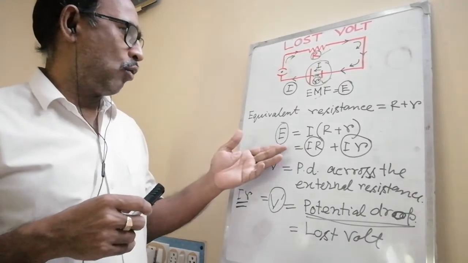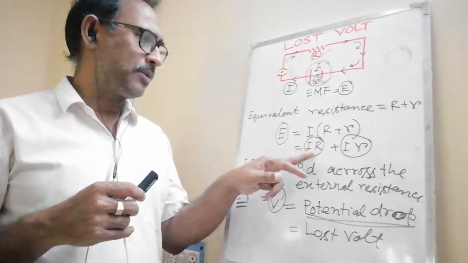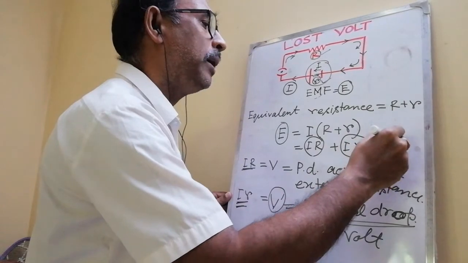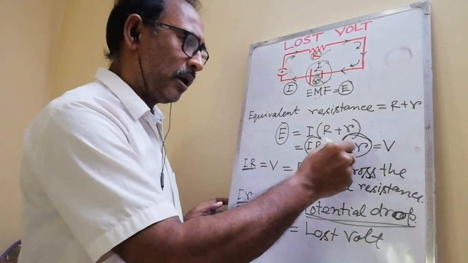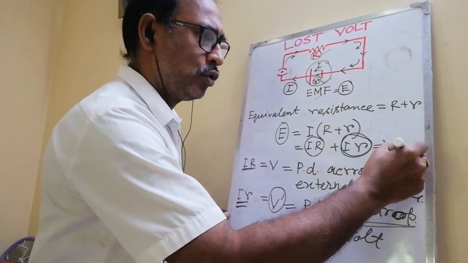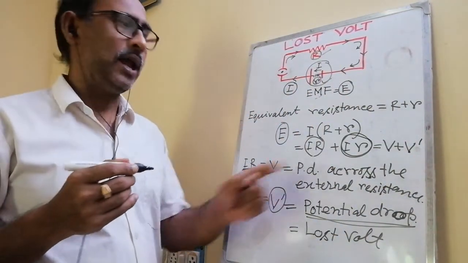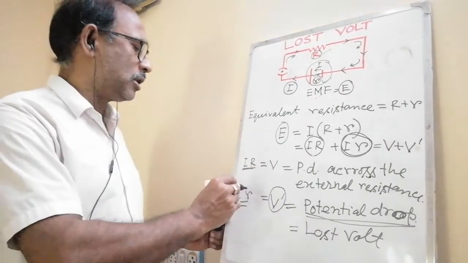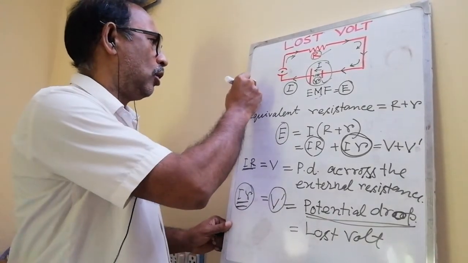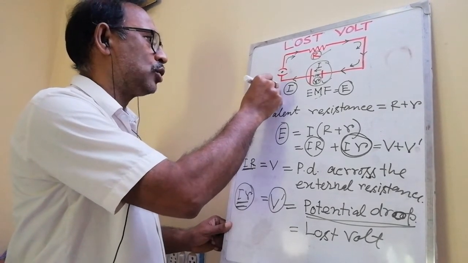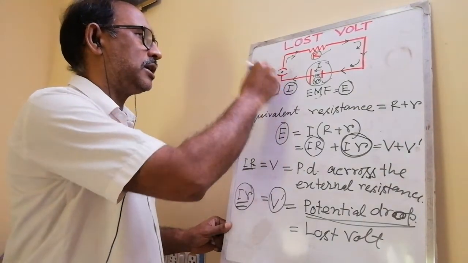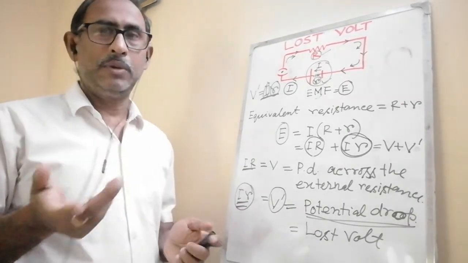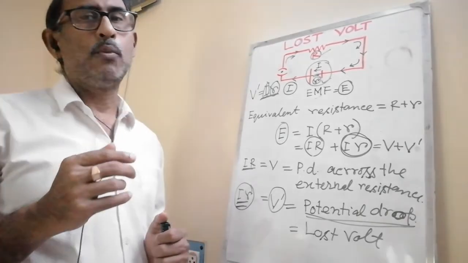So one part of the EMF of the cell drives the current in the external circuit, and it is the V, and another part of the EMF drives the current through the cell itself, and it is known as the lost volt. The formula is lost volt V dot is equal to I into small r. I is the circuit current, r is the internal resistance of the cell, and its unit must be volt. So it is the lost volt.